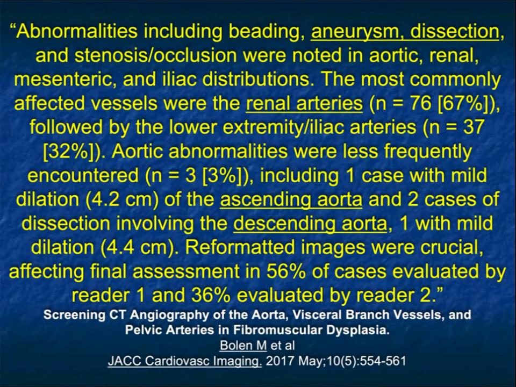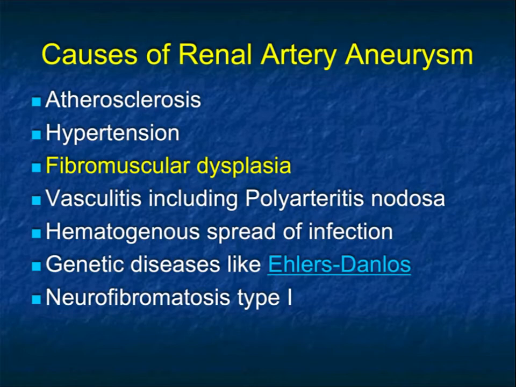In this article by Bolin, again, the abnormalities, beading, aneurysm, dissection, stenosis are all things we can see in multiple vessels, with the renal arteries being the most common, particularly when you're looking at the abdomen and then the head and neck vessels, as we described. The reformatted images, again, Bolin mentions, are critical, and as I mentioned, we do axial, multiplanar, and 3D imaging using a combination of volume rendering and MIP, and indeed the reformatted images are critical.